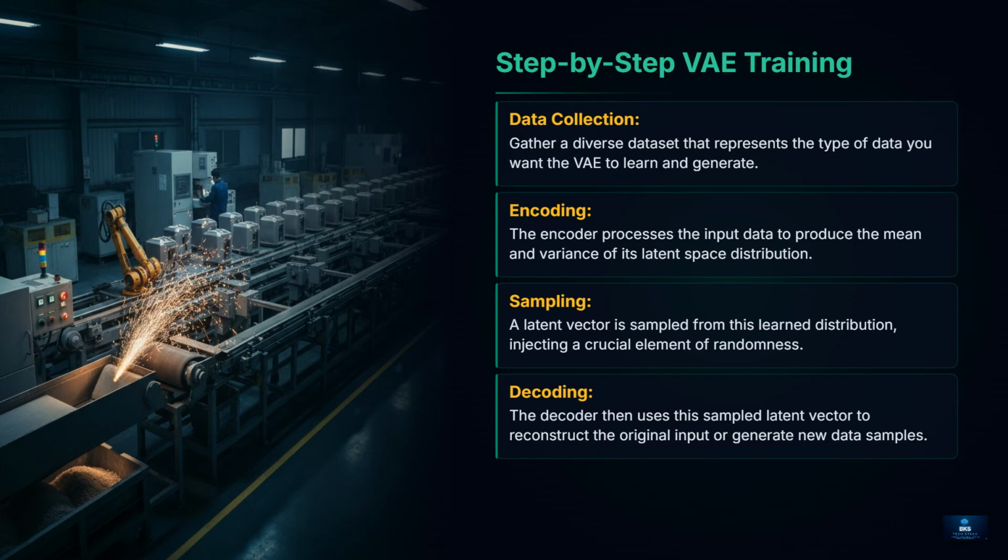Let's understand this step by step. First, you start with data collection, basically getting your training material ready. Then the encoding process happens, where your data is mapped to that probabilistic latent space. Next, we sample from that distribution, introducing some randomness. Finally, the decoder takes that sample and tries to reconstruct the original data or generate something new.